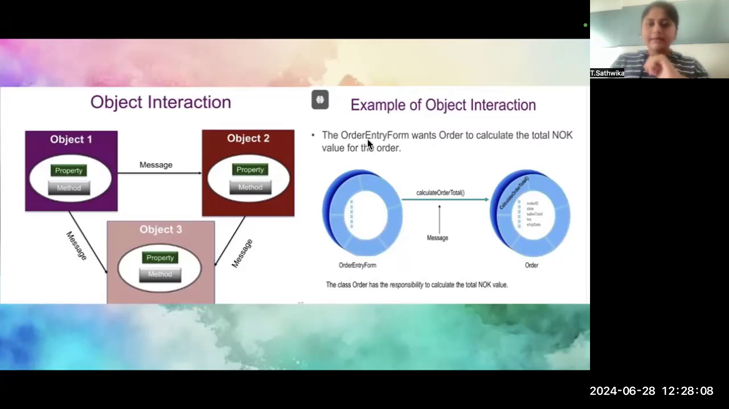Let's consider an example of object oriented interaction. The order entry form wants to calculate the total NOK value for the order. So the order entry form transfers a message to another object to calculate the order total NOK value of the order. The class Order has the responsibility to calculate the total NOK value.